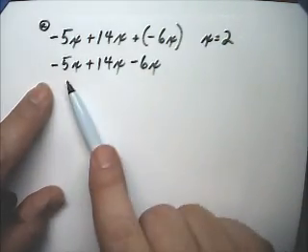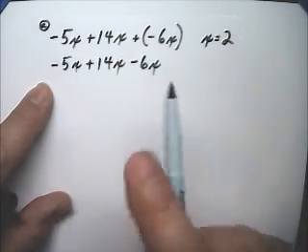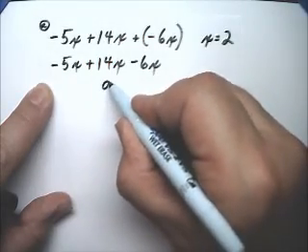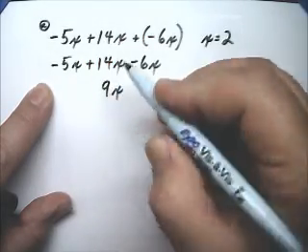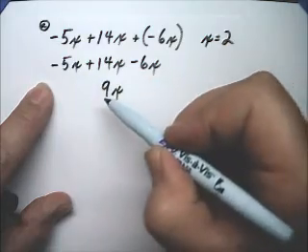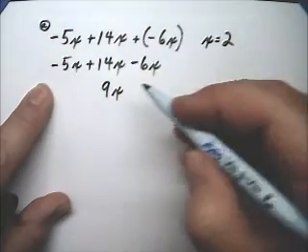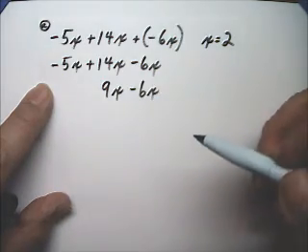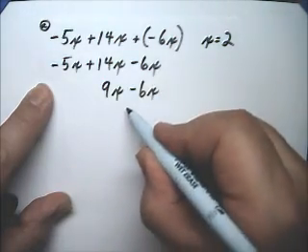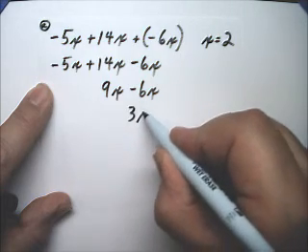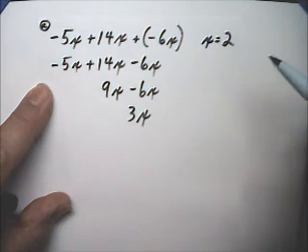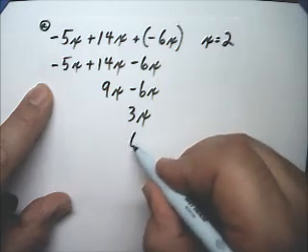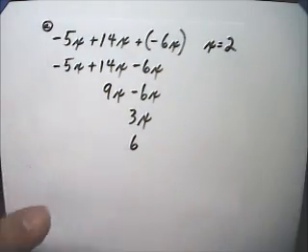Okay, so a negative 5x and a positive 14x, that adds up to a positive 9x, because having 14 and owing 5 is really like having 9. Now 9x take away 6x is 3x. And if x equals 2, then this evaluates to 6.